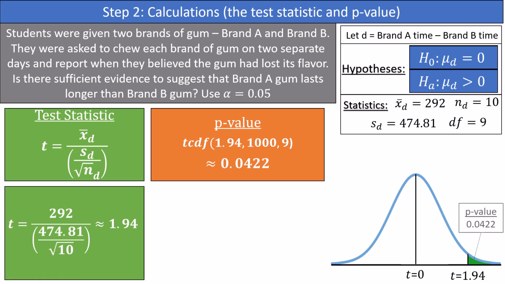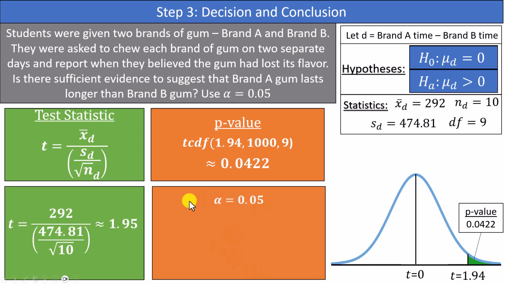All right, finally, that's the area in the tail there, and we can go ahead and do our decision and conclusion. So to make our decision, we need to compare the p-value to the level of significance. In this case, our p-value is 0.0422, which is less than or equal to the 0.05 level of significance they gave us here. So as the saying goes, if the p-value is low, the null will go.